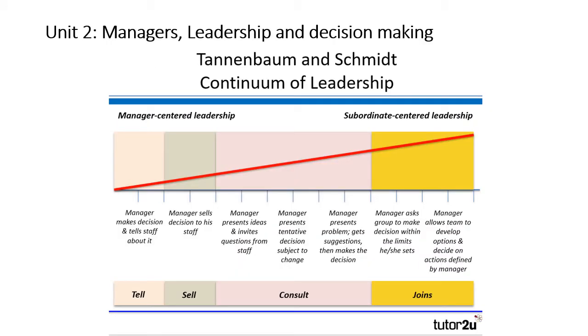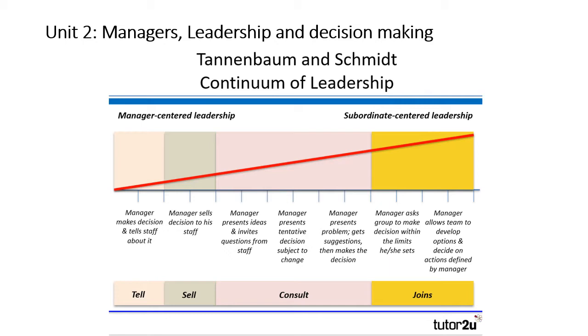Unit 2 is when we start looking at managers, leadership and decision making, and you're going to see here that we've got one of the first models and theories that we have to look at, and it's called Tannenbaum and Schmidt's Continuum of Leadership. There are about 30 or so different models and theories that you will need to know, and we will teach over the course.